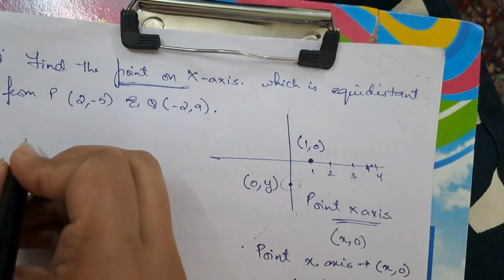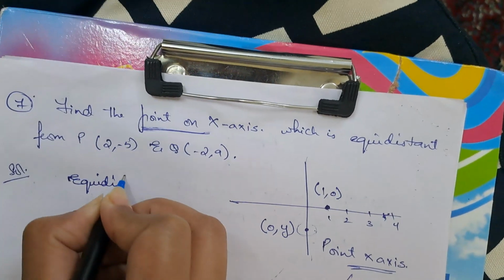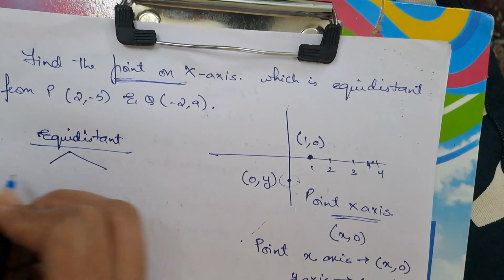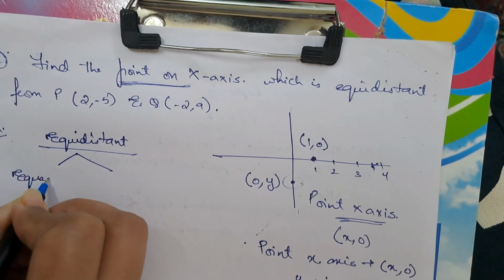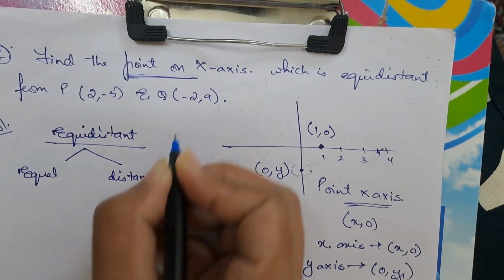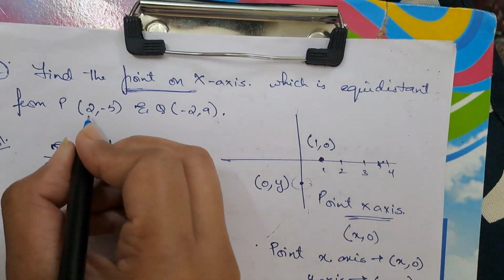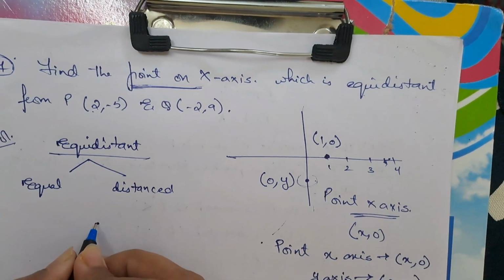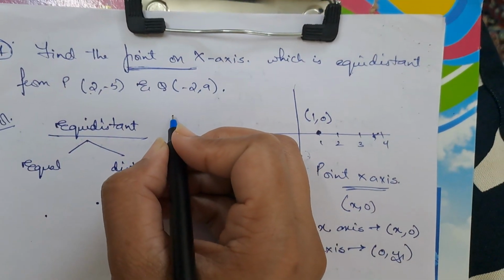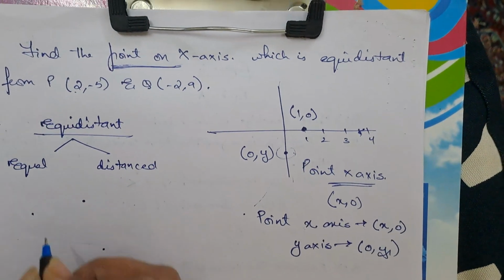The second point that he's talking about is equidistant. Now, what is the meaning of equidistant? Let's break it down: equi and distant. Equi is equal, distant is distance. So there's a point on x-axis, and there is the point (2, -5), and another point somewhere, (-2, 9), is given over here.